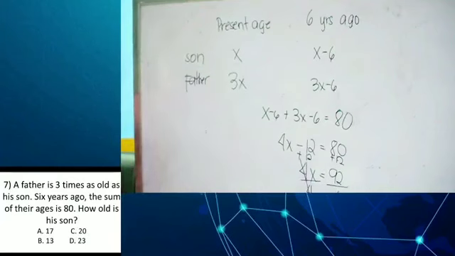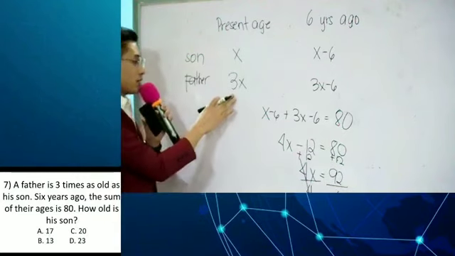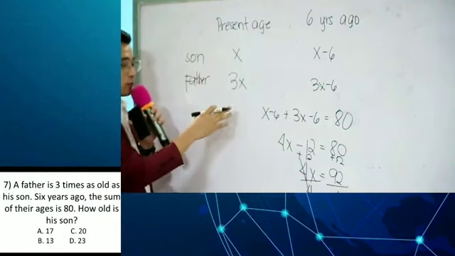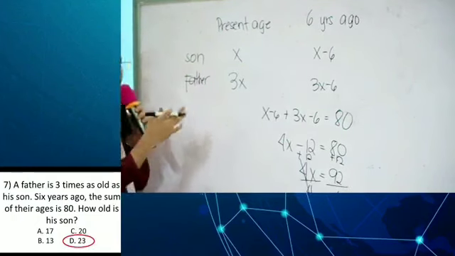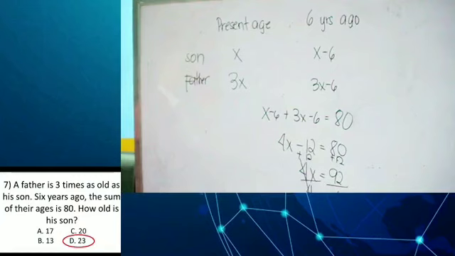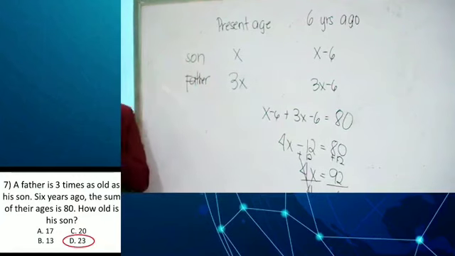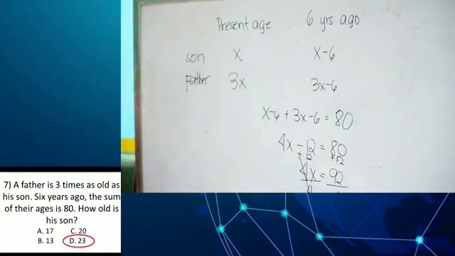So, ang tinanong dyan si son. Paano po pag si father yung tinanong? Since the father's age is 3 times the son, you just have to multiply 23 by 3. Okay? Then that is the age of the father. But the question says the age of the son. So that is 23. Okay. Next question. Are you still with me?